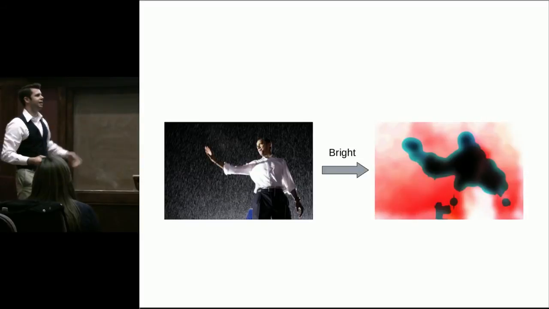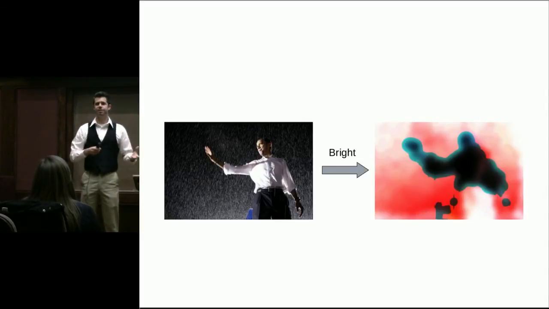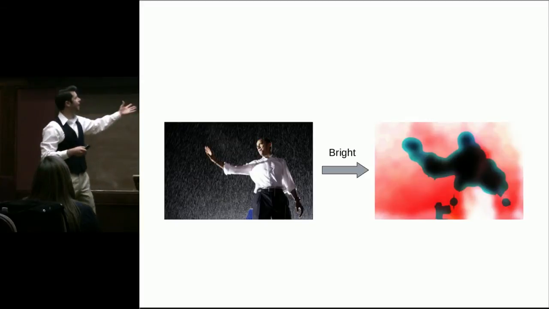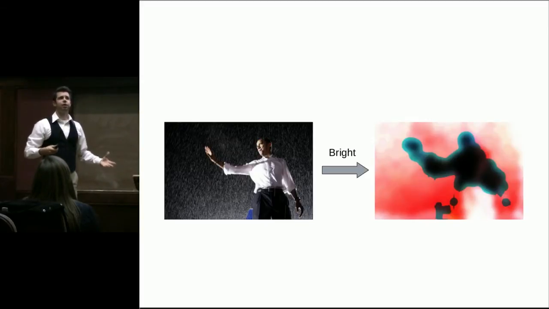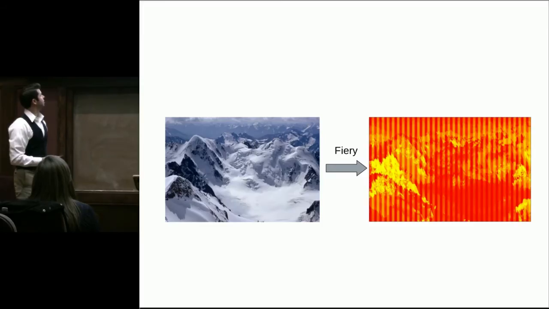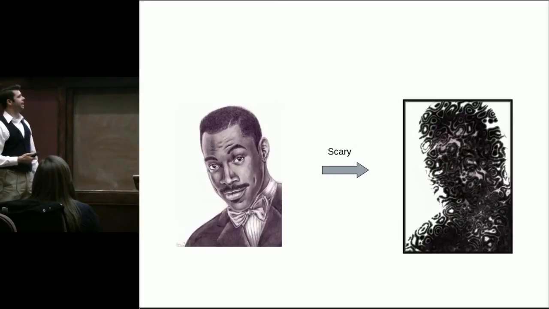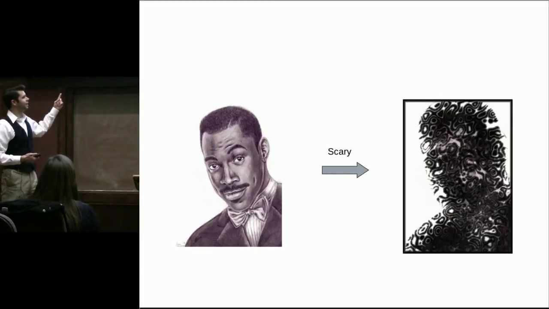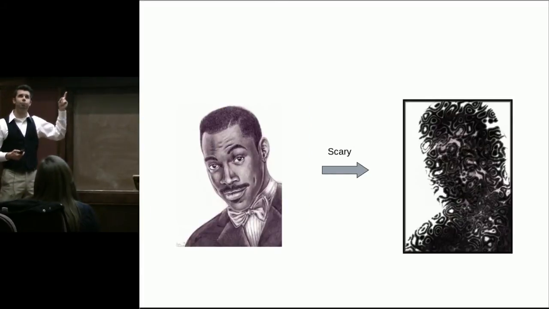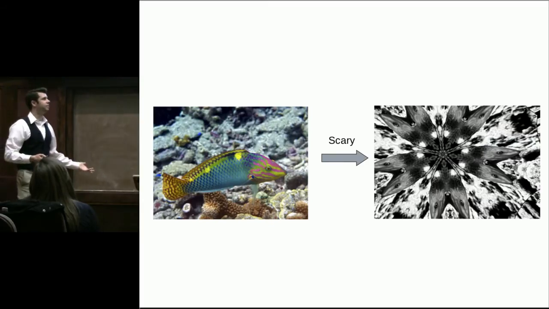DARCI made this one bright. Now, DARCI only knows adjectives and images. DARCI is the one choosing how to actually make it bright. DARCI's choosing the colors and the patterns and all those things on her own. Fiery, scary, scary again. Notice this is a different way of making an image scary than the last one. It's different every time.